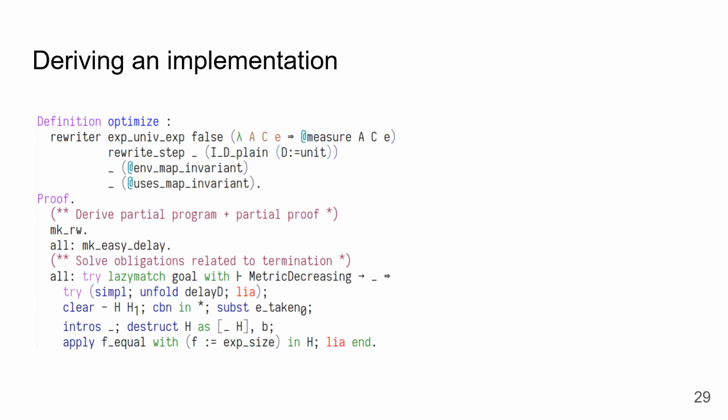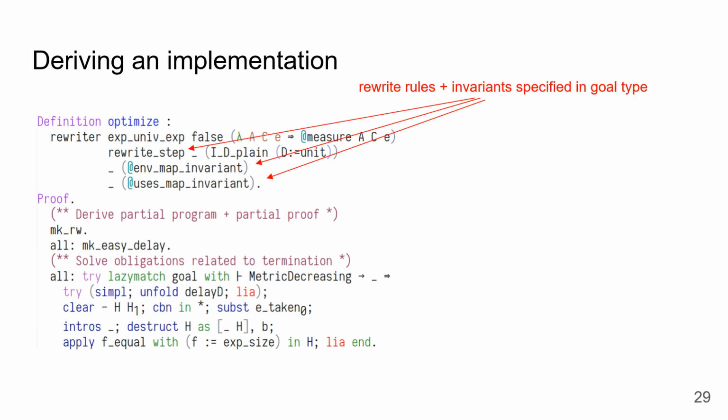Now, skipping over about 200 lines of boring proofs about use counts, we're finally ready to start deriving a proved-correct implementation. The user begins by declaring a value, in this case called optimize, with the type of proved-correct rewriters. This type is parameterized by various pieces of the specifications presented on the previous slides.